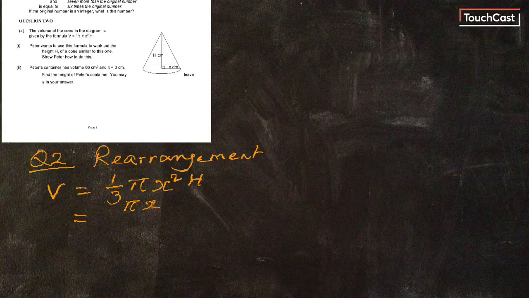So pi x squared times h over 3 is exactly the same thing as 1/3 pi x squared h. I think this makes it a little bit easier for the students to comprehend. Now, one other thing we must be clear about is the relationship of pi with respect to h. Pi is multiplied with h, x squared is multiplied with h, and h is divided by 3. These are some of the things we need to understand.